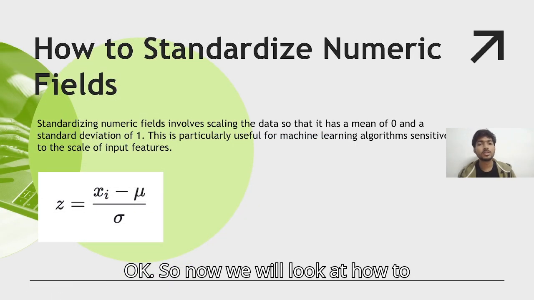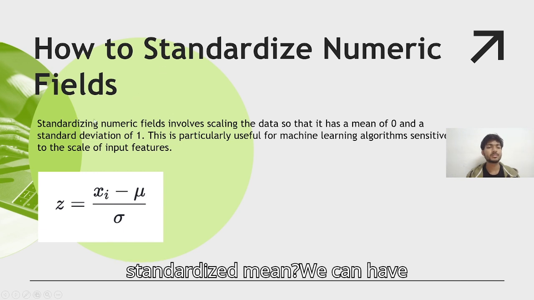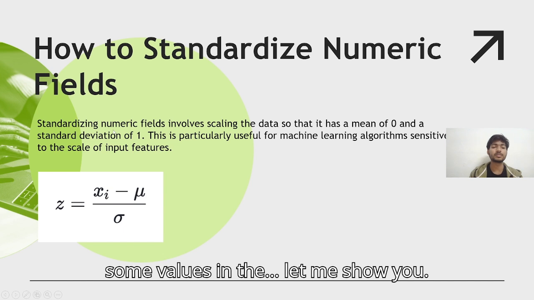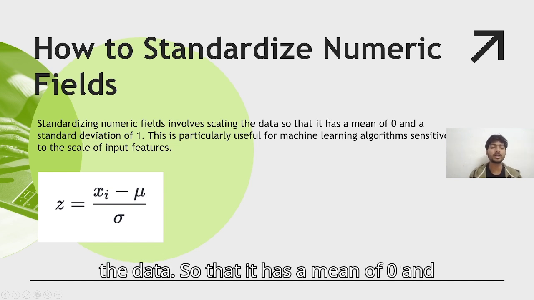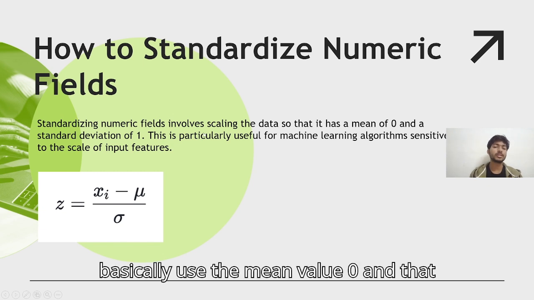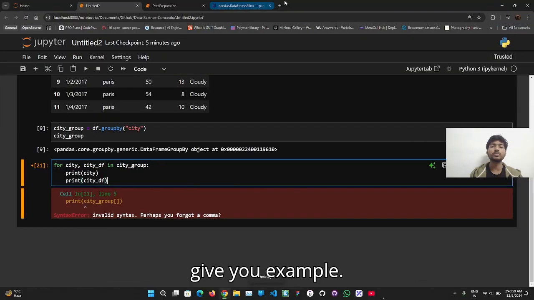Okay, so now we will look at how to standardize numeric values. What does standardize mean? Standardizing numeric values involves scaling the data so that it has a mean of 0 and a standard deviation of 1. It basically uses the mean value of 0, which gives the best structure. Let me give you an example.